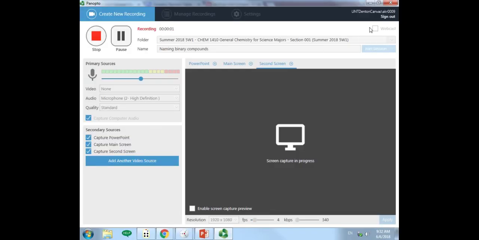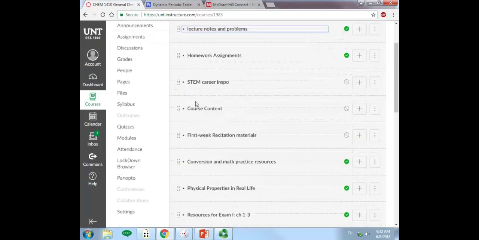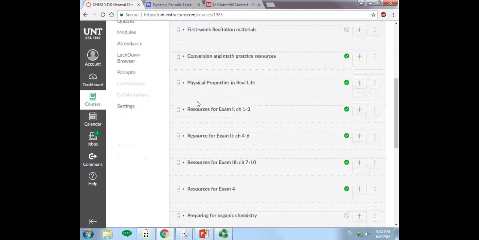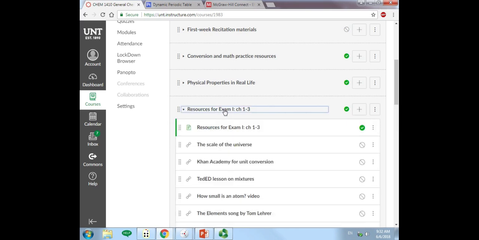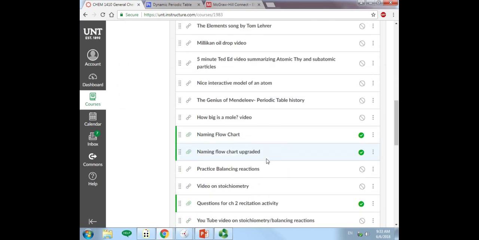Today we're going to talk about naming, and I have some resources I think are really helpful. If we go down to resources for exam 1, this is really the only folder labeled resources that's relevant to you this week. It's over chapters 1 through 3. We're finishing chapter 2 with naming. And I have a naming flowchart. That one's handwritten. I should probably make that go away.